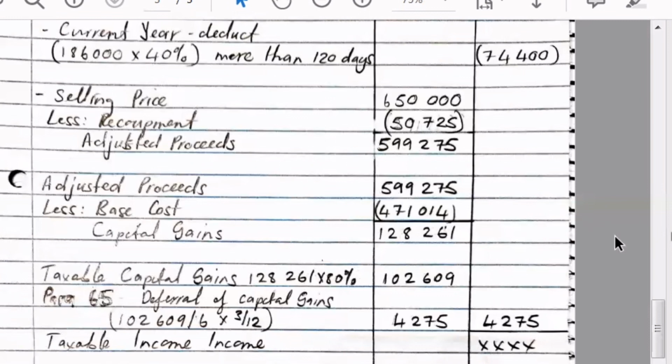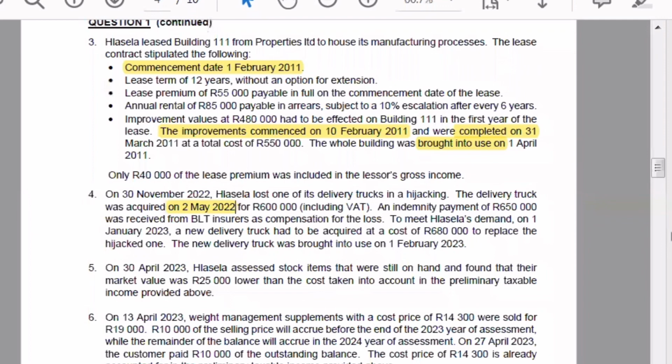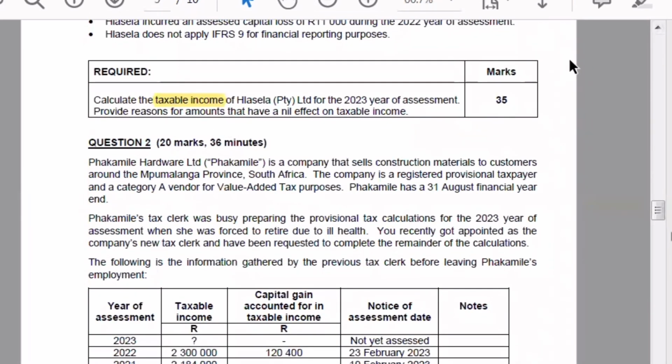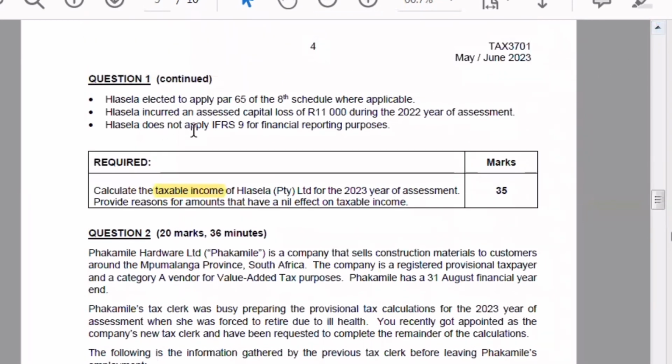So that is the end of your calculation. Then your taxable income, 35 marks. Okay, so I deliberately left out, I think I saw an assessed loss. You see, there is paragraph 65, election. It's about deferring. This applies to capital gains.